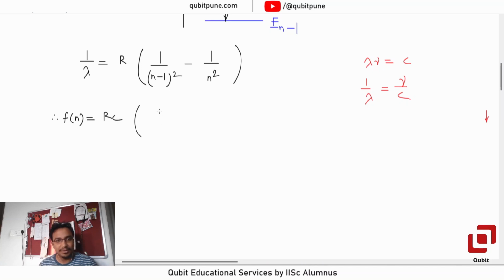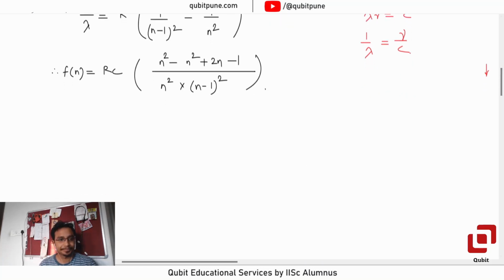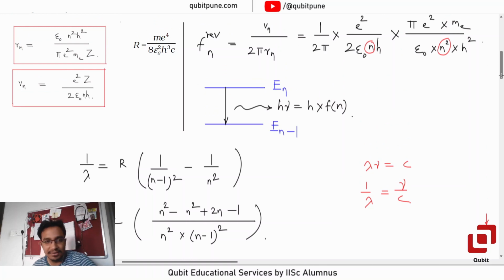Now let us take the LCM. So it will be n squared minus n minus 1 squared, so n squared minus 2n plus 1, upon n squared into n minus 1 squared. Alright. Now what is Rc? R is this.